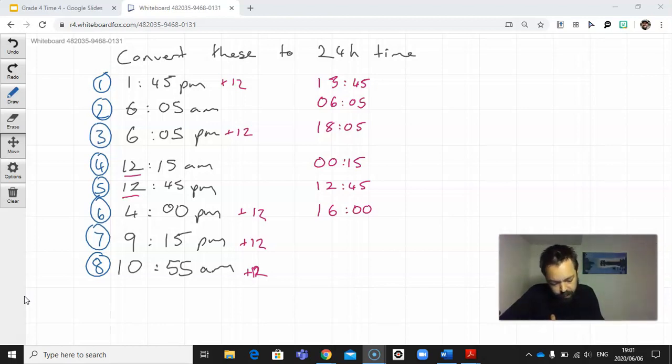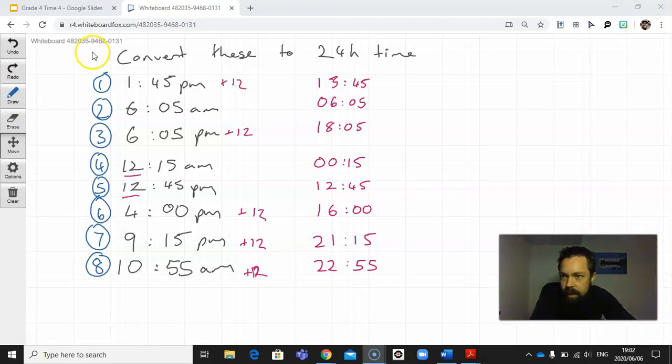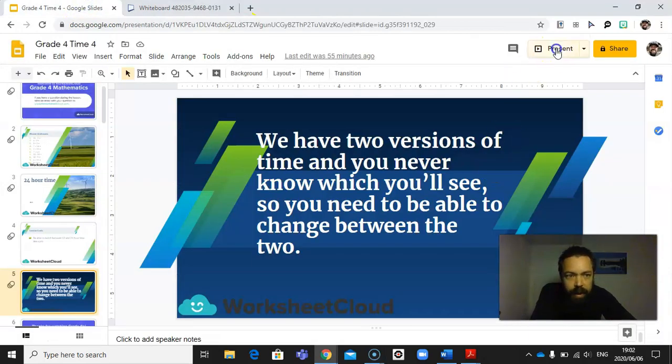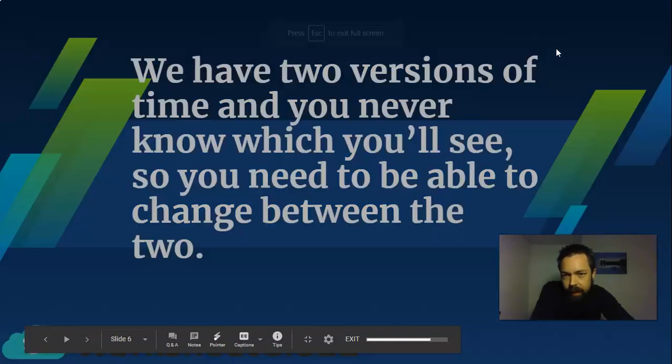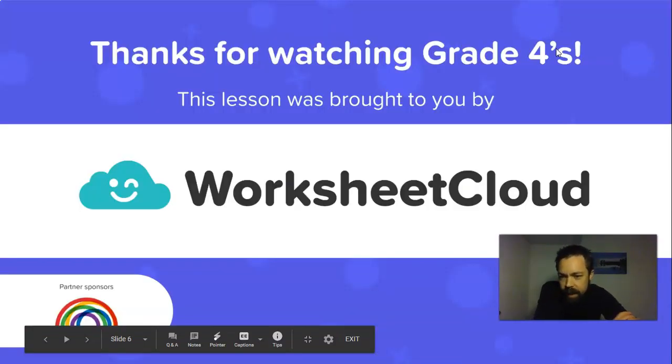Okay, we were just finishing off the last two. So 9:15 p.m. We've got to add 12 to that, so it becomes 21:15. And this one we add 12, so it becomes 22:55. That's it for time. That's 24-hour time and 12-hour time. I hope that makes sense to you now. I hope that you'll be able to go from the one to the other and back again. That's all we're going to cover today.